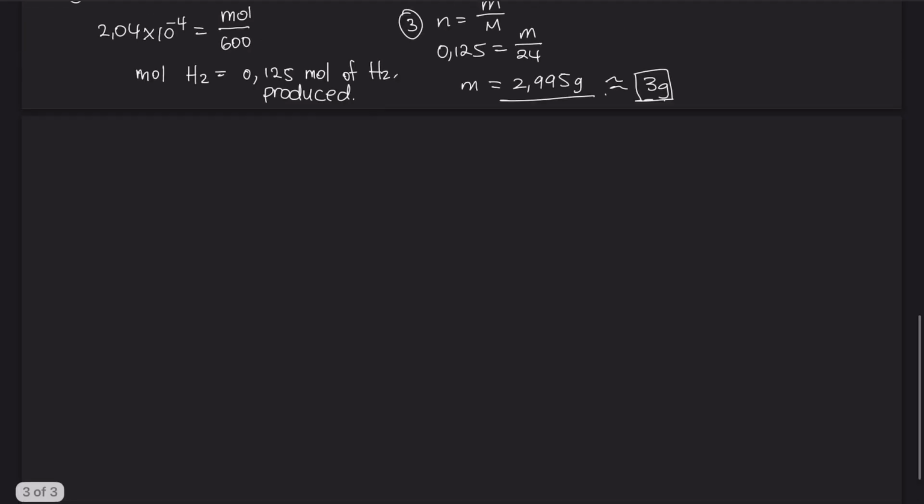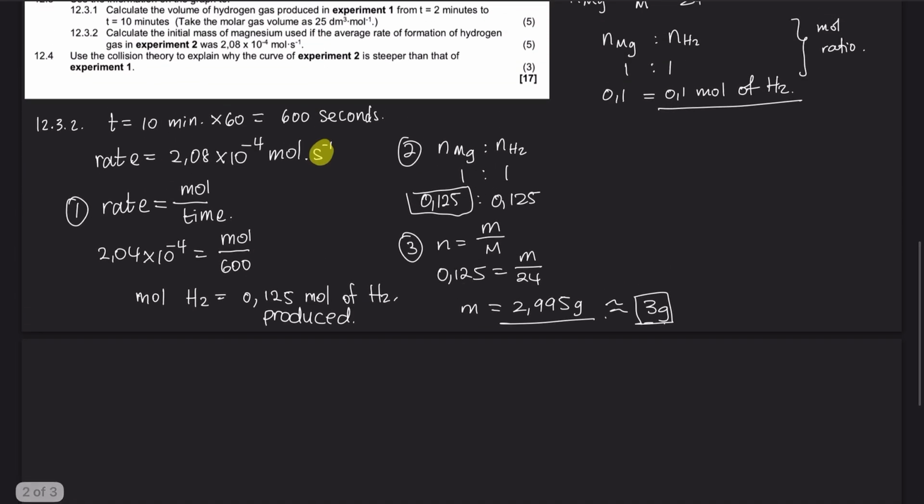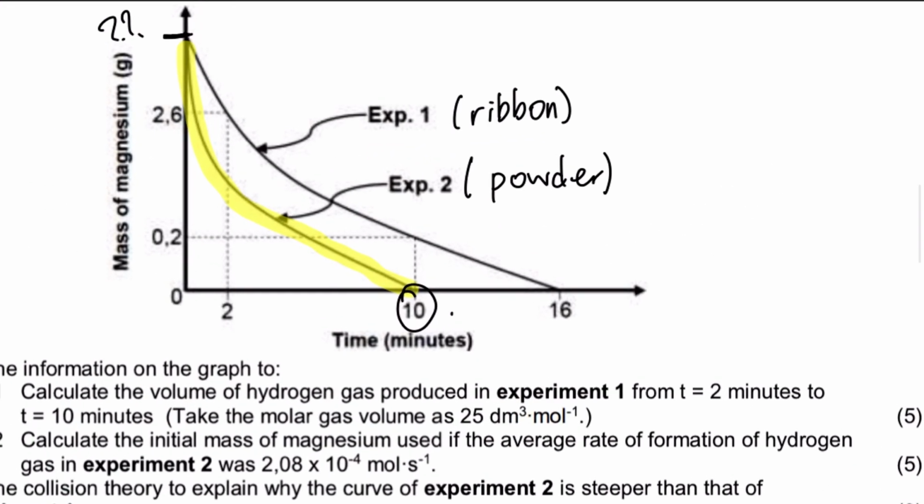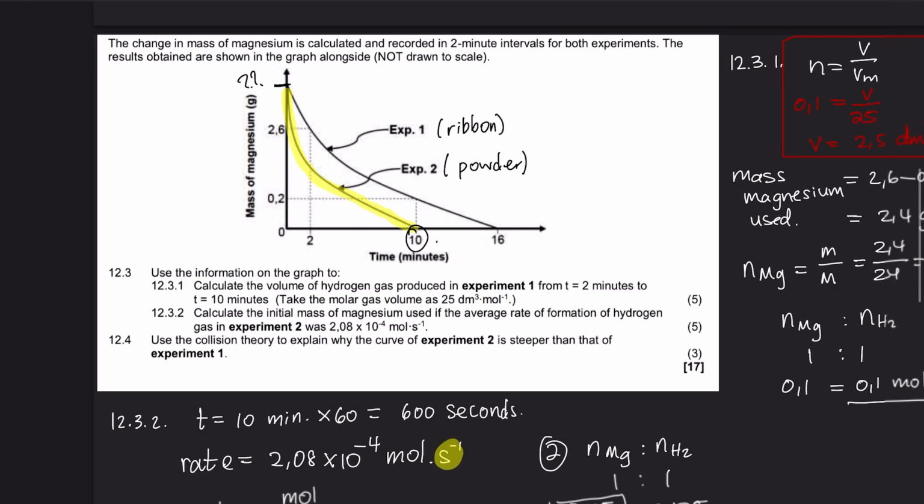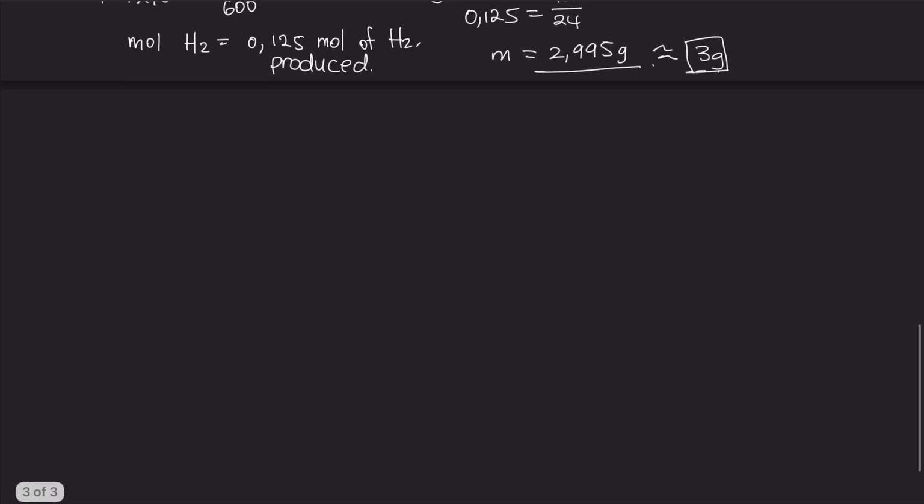So 12.4 reads, use collision theory to explain why the curve in experiment 2 is steeper than that of experiment 1. So experiment 2, remember, they use powder. Experiment 1, they use a ribbon. So what does that talk about?